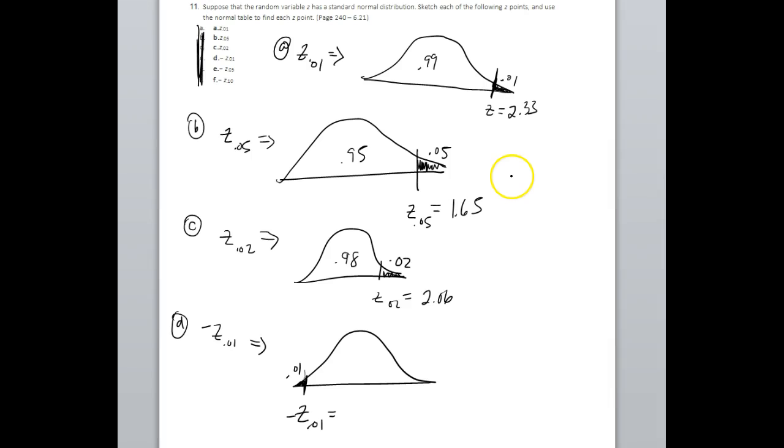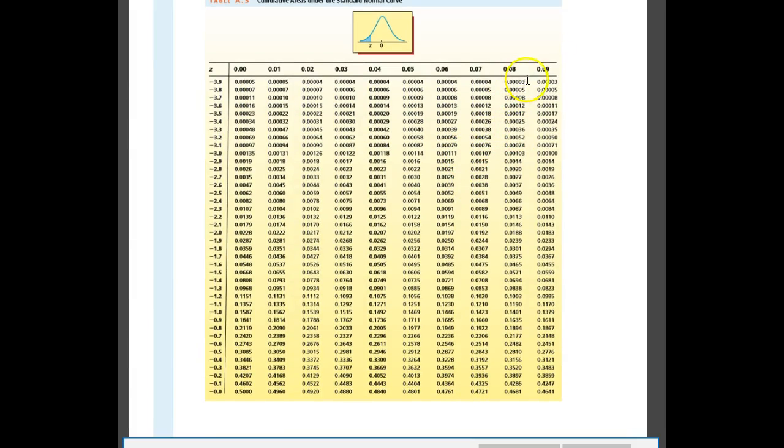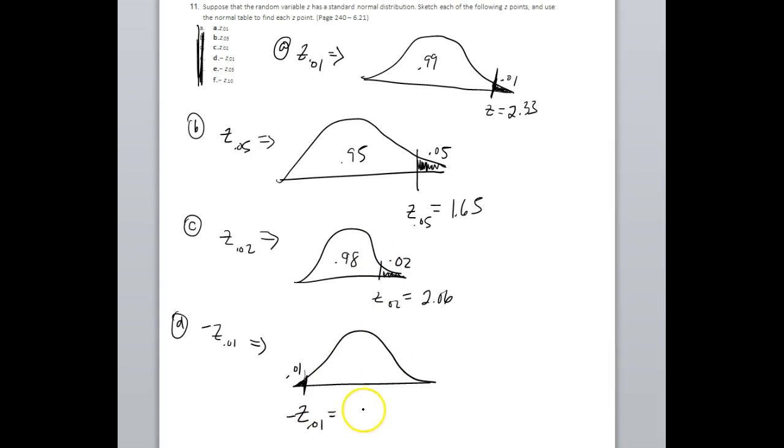Now, if we were to look at this other table, the negative table, we can actually just go to 2.33, and we'll find that it is very, very close to 1. So it's the same thing. They're symmetrical. So we can just know that this is just negative 2.33.